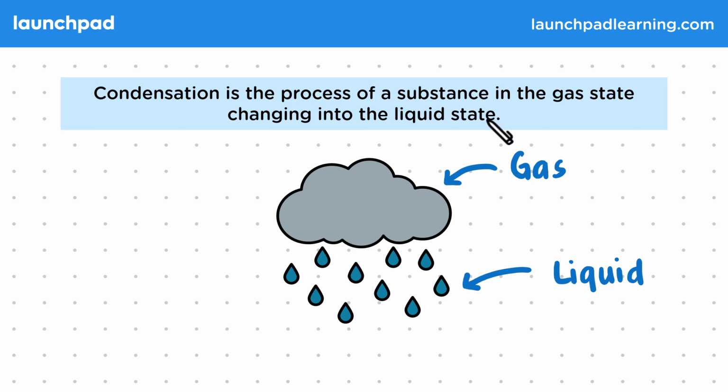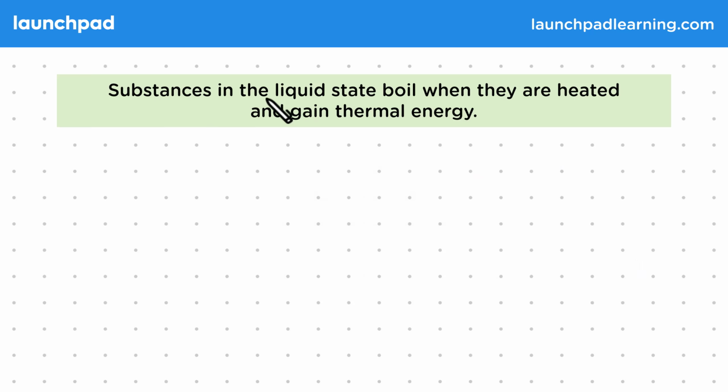For your exam, you don't need to remember these examples of condensation, but you should be able to identify when a given example shows condensation. So what exactly causes these processes? Well, substances in the liquid state boil when they're heated and gain thermal energy.